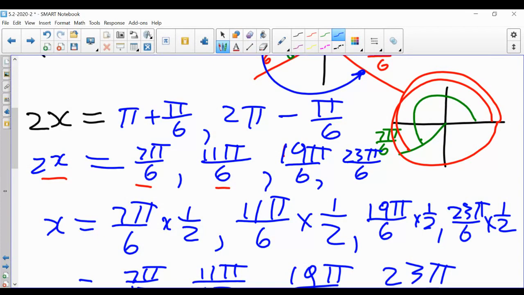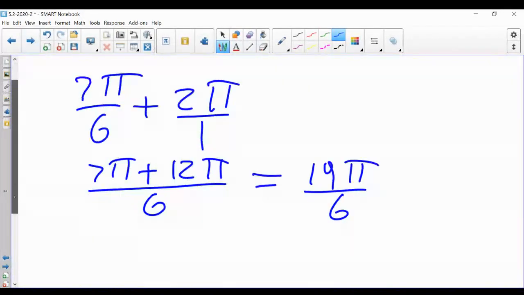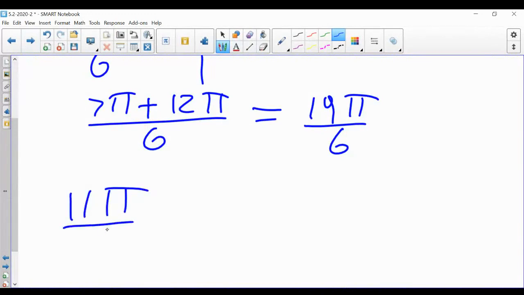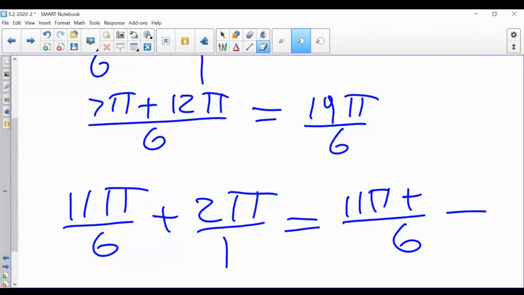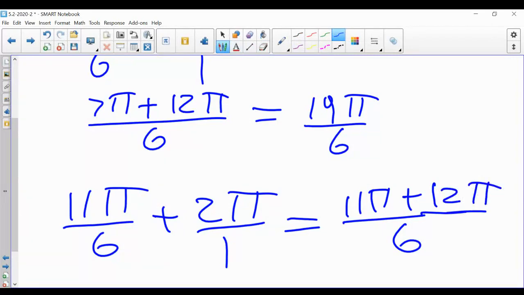Okay, so Shaban wants to know about the 23 pi over 6. 23 pi over 6, remember the other answer we got was 11 pi over 6. So let's take that 11 pi over 6 and add on the 2 pi onto that. Common denominator there, of course, is still 6. So it's 11 pi plus 12 pi. And that gives us 23 pi over 6. Okay, Shaban, does that make sense? Are we good now? Okay, great.